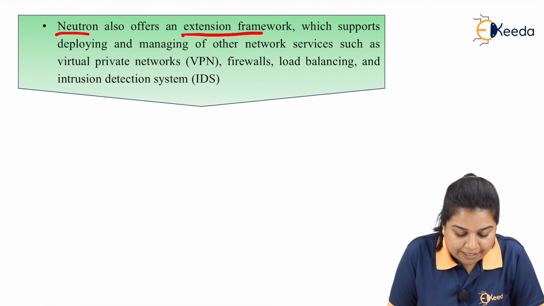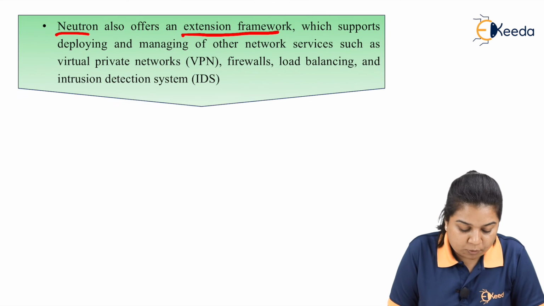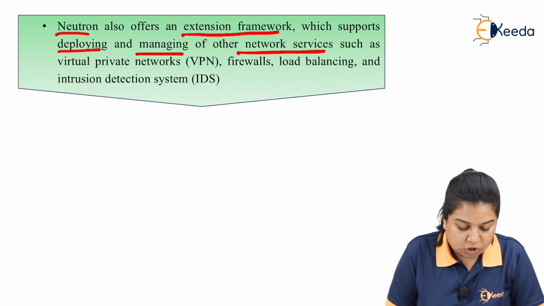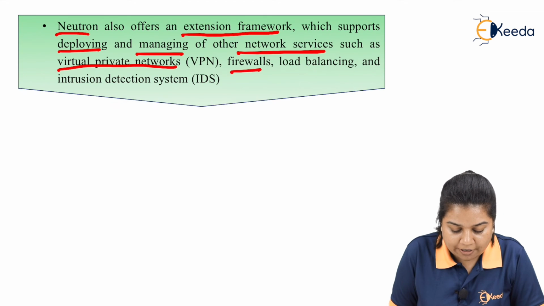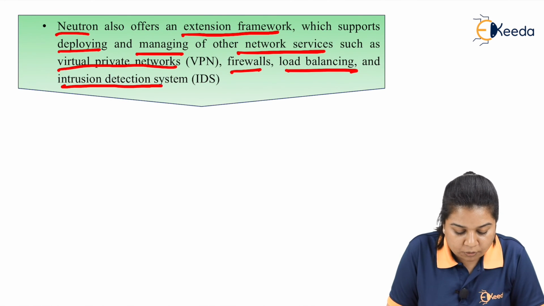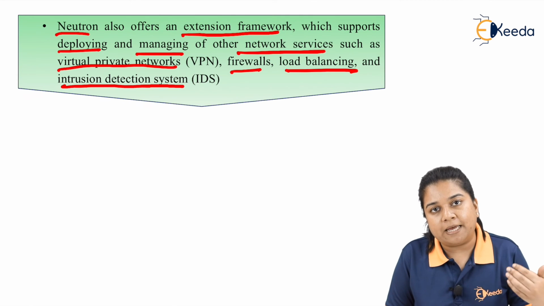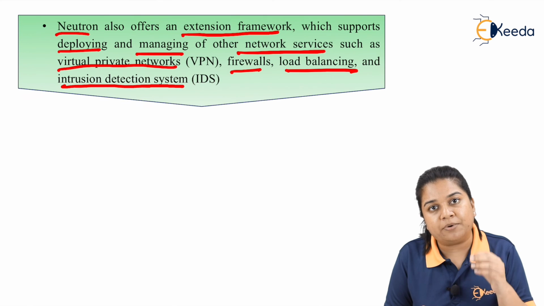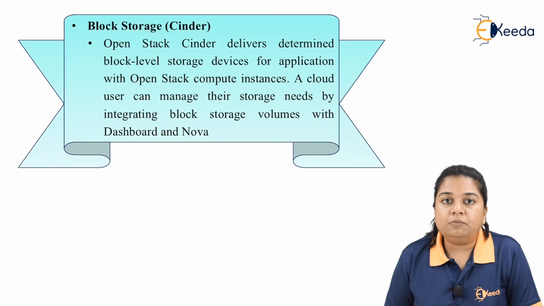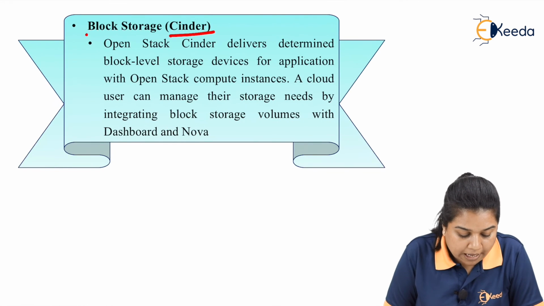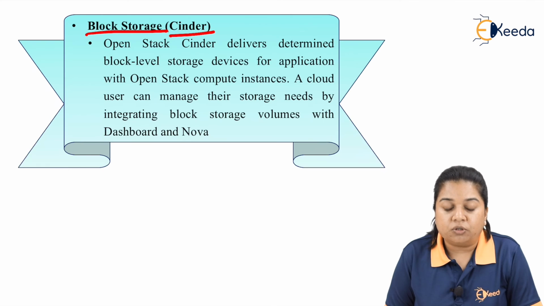Neutron also offers an extension framework which supports deploying and managing other network services such as virtual private networks, firewalls, load balancing, and intrusion detection systems. Intrusion detection system, that means detecting any hacking or intruding into that particular system. Then comes another component, that is Cinder. Cinder helps in block storage.